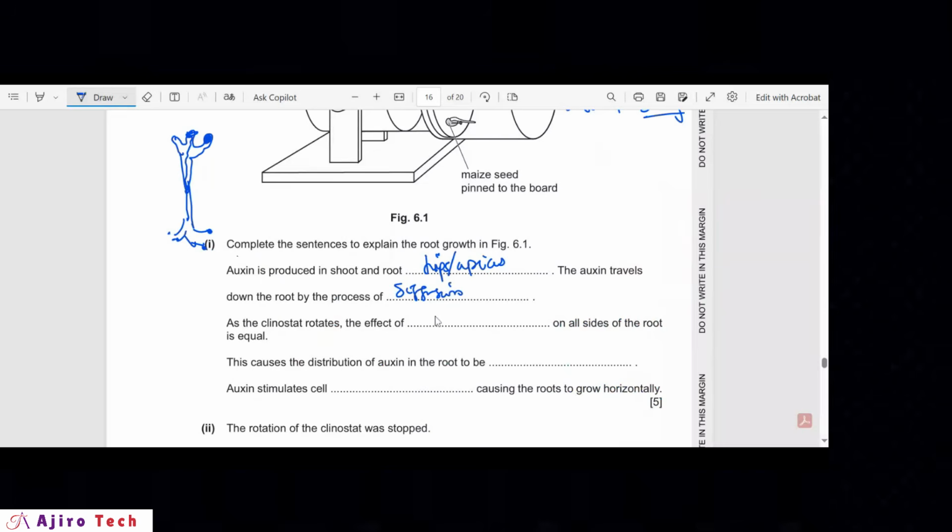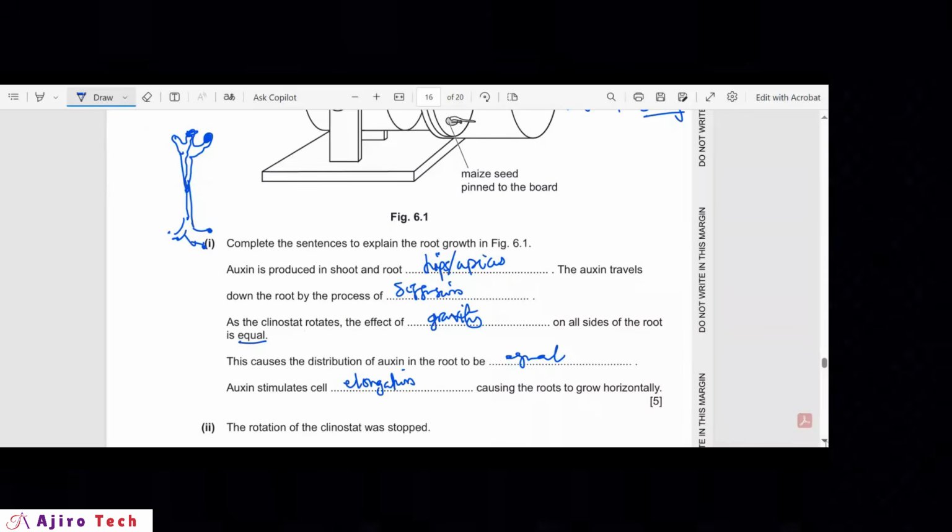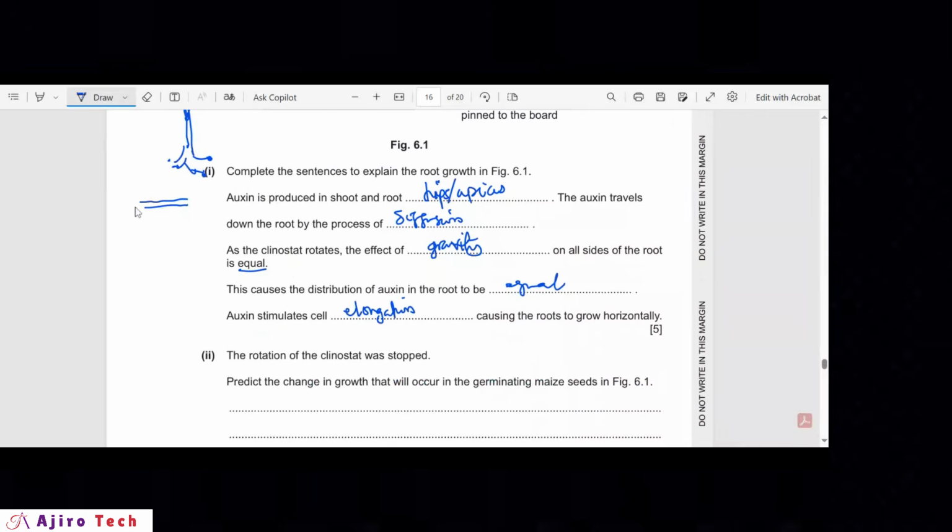As the clinostat rotates, the effect of gravity on all sides of the root is equal, right? This causes the distribution of auxin in the root to be also equal. Auxin stimulates cell elongation. That's a function of auxin in growth. It stimulates elongation of the cell, causing the root to go horizontally. So the root continues to go horizontally like this. It will not bend.